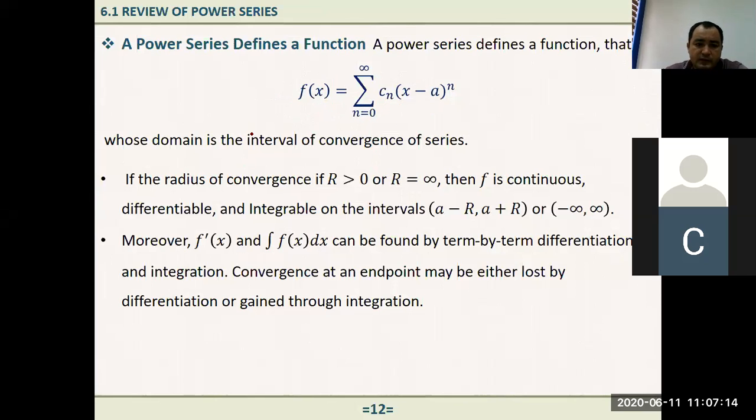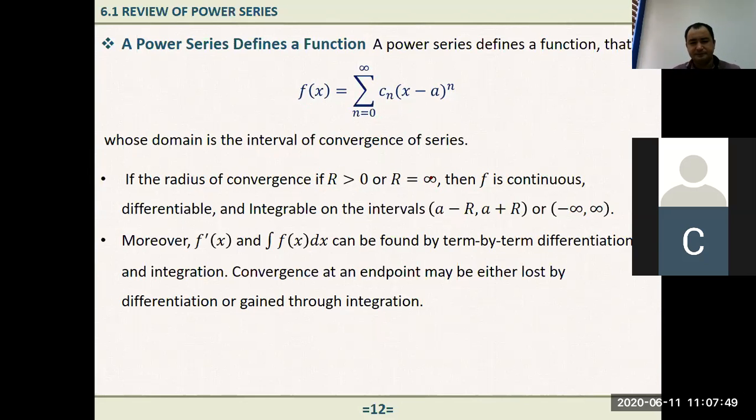Okay. So whose domain is the interval of convergence of the series? Because in that interval, if we just pick any point and evaluate this power series, it gives us the approximate value of this function at this point. Otherwise, if you pick any point that does not belong to the interval of convergence, then that approximation does not work here.